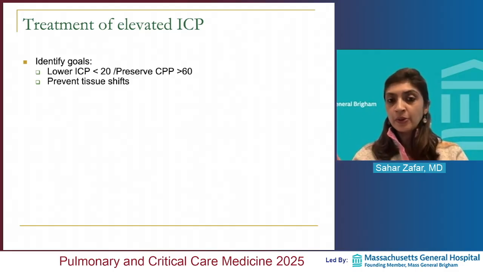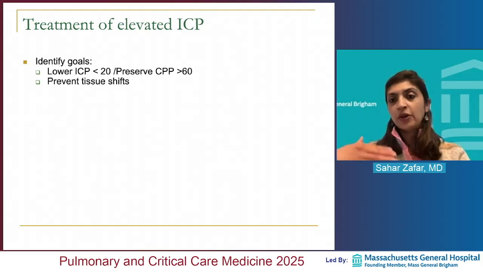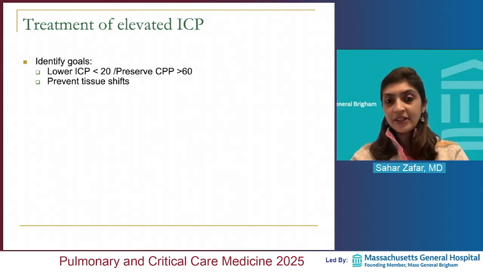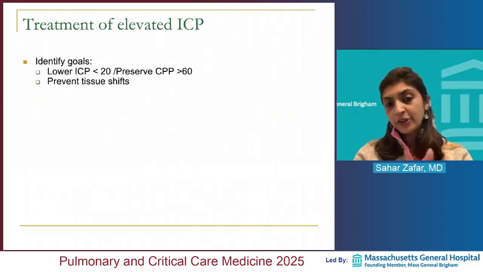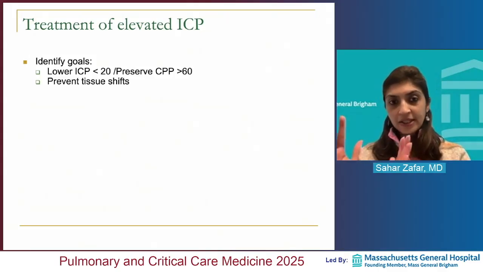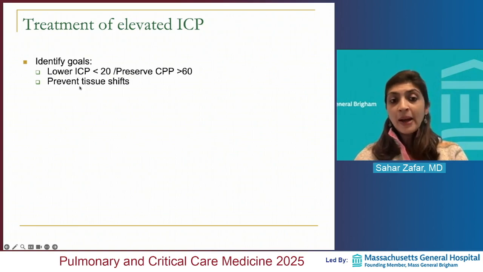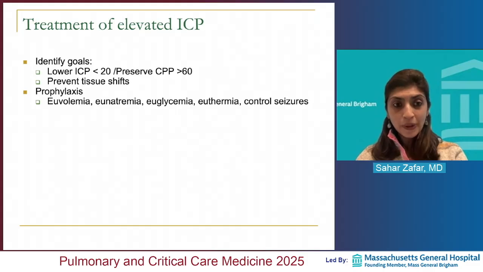Higher cerebral perfusion pressures, there's some data to show that if it goes higher than 70, that in itself can also be associated with adverse outcomes. And then, of course, very low cerebral perfusion pressures, less than 50, are associated with adverse outcomes. So typically 60 to 70, or sometimes 55 to 70, is considered the target for CPP. The other goal is to prevent tissue shifts and herniations.